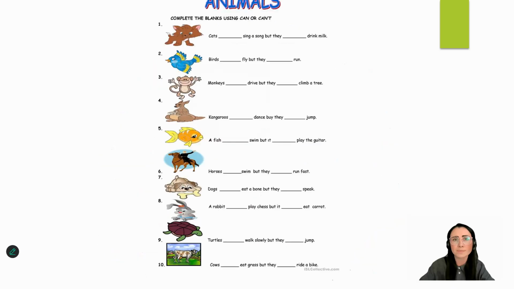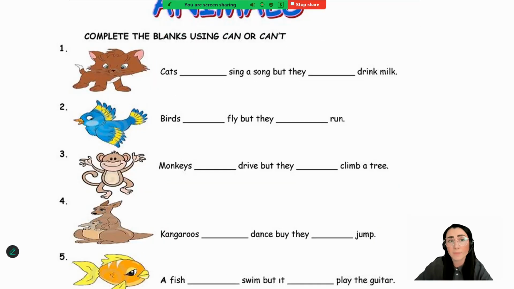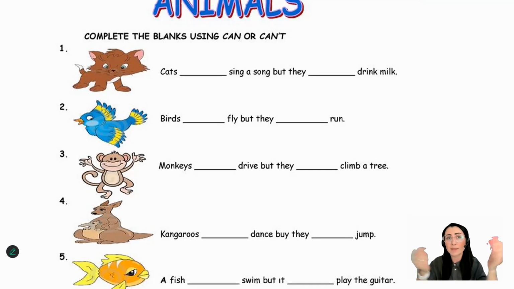Good work. Now let's do this exercise. We need to complete the blanks using can or can't. For example, cats sing a song, but they drink milk. Can or can't? Sing a song. Can cats sing a song? No. So, cats can't sing a song, but they can drink milk.